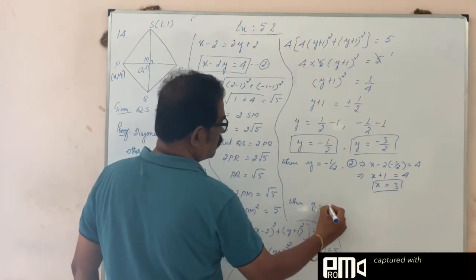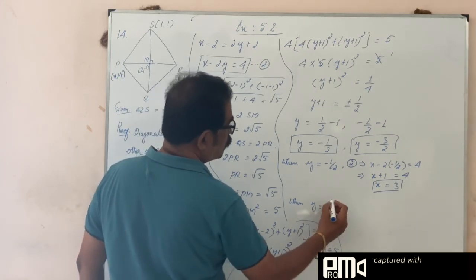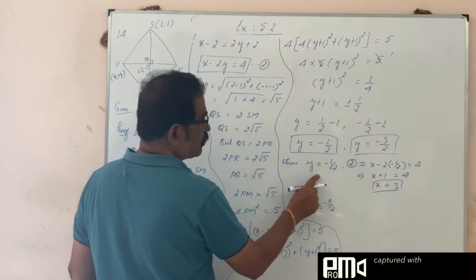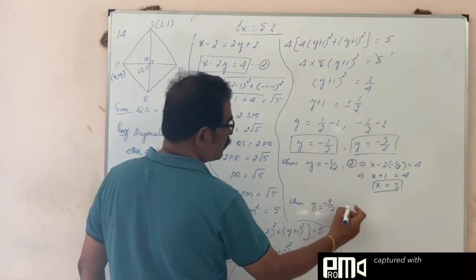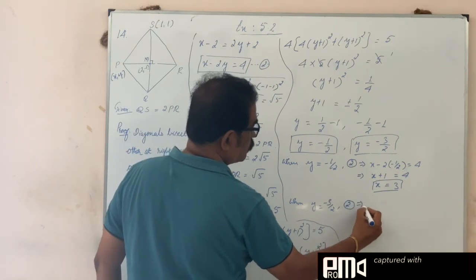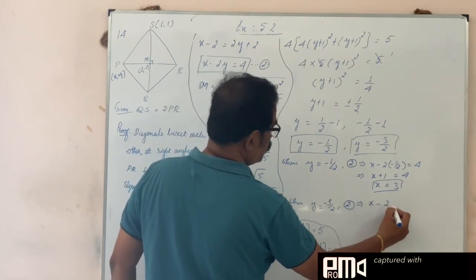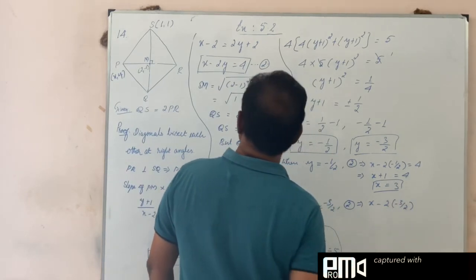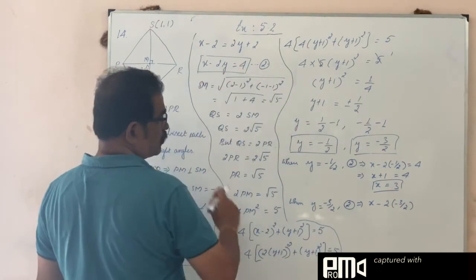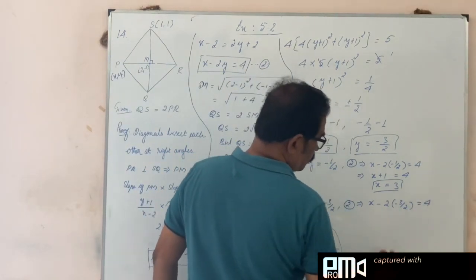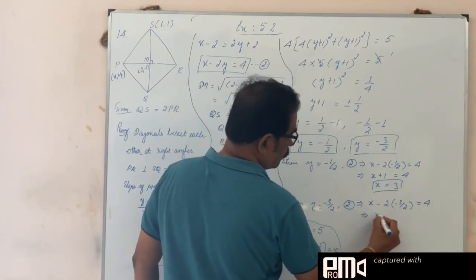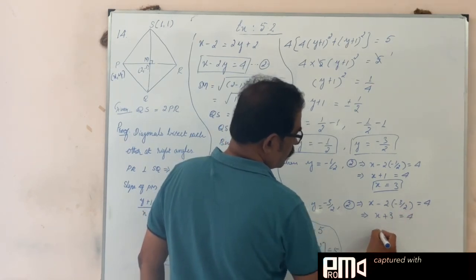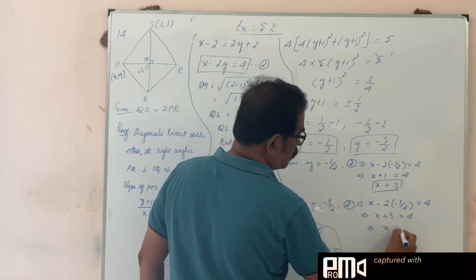First of all, y is equal to minus 1 by 2 we got. Now y is equal to minus 3 by 2. Equation number 2 gives x minus 2 into minus 3 by 2 is equal to 4. This implies minus minus plus, 2 cancel 3. So implies 4 minus 3, 1.